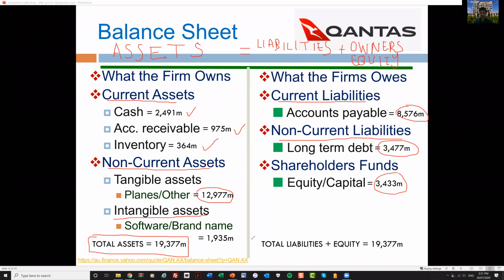The key part is that when you add everything up on this right-hand side, it's equal to everything on the left-hand side. Okay, so remember your balance sheet has to balance. And I haven't provided all the numbers here, so it might not balance just from the numbers I provided, but I promise you it does.